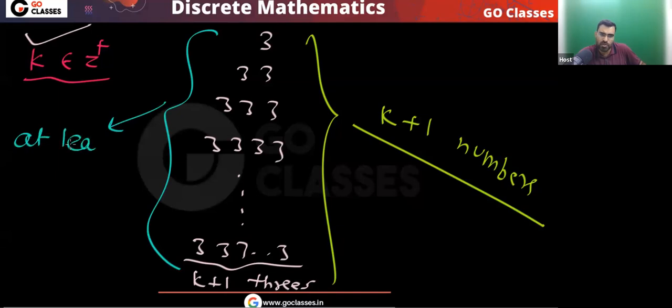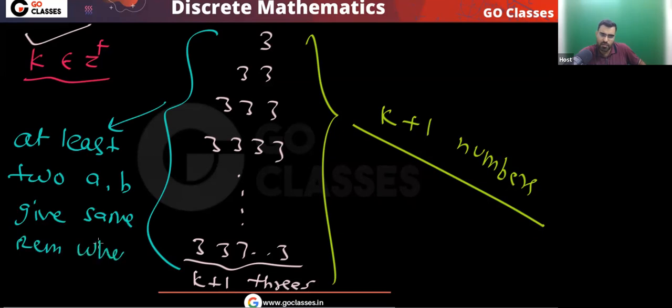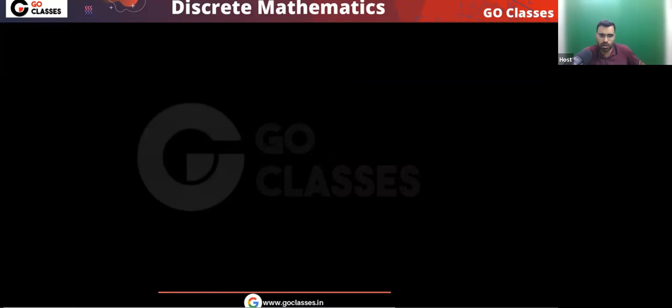At least 2 will give me the same remainder. At least 2, a comma b, give the same remainder when divided by k. Yes or no? They will give the same remainder when you divide by k. Correct? Agree? Now, what will you do?